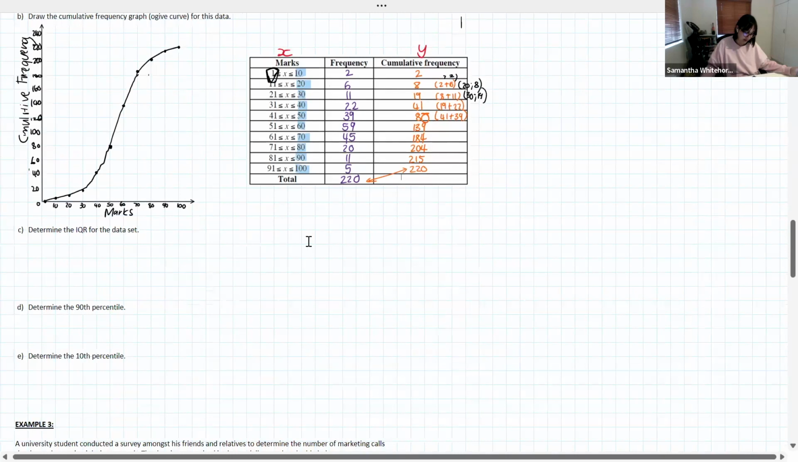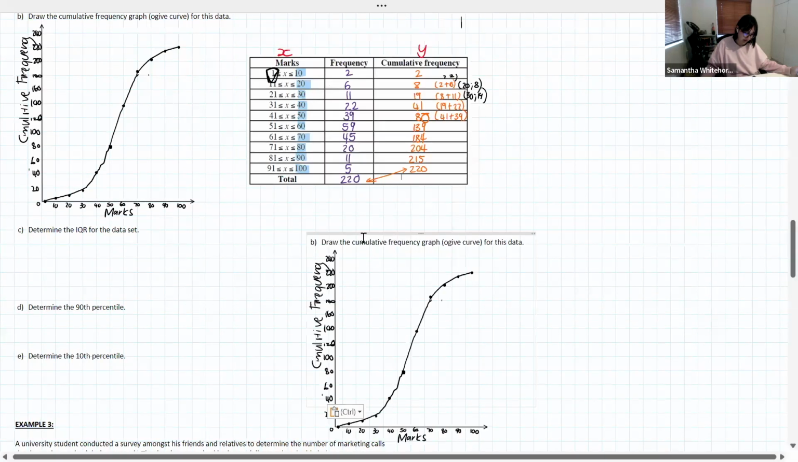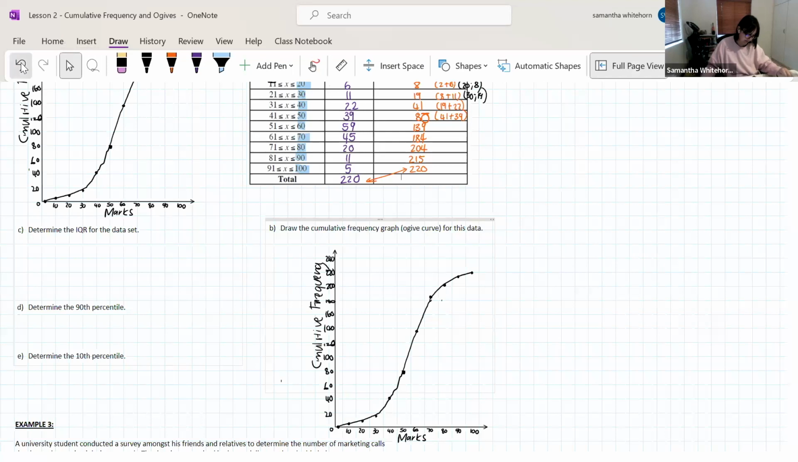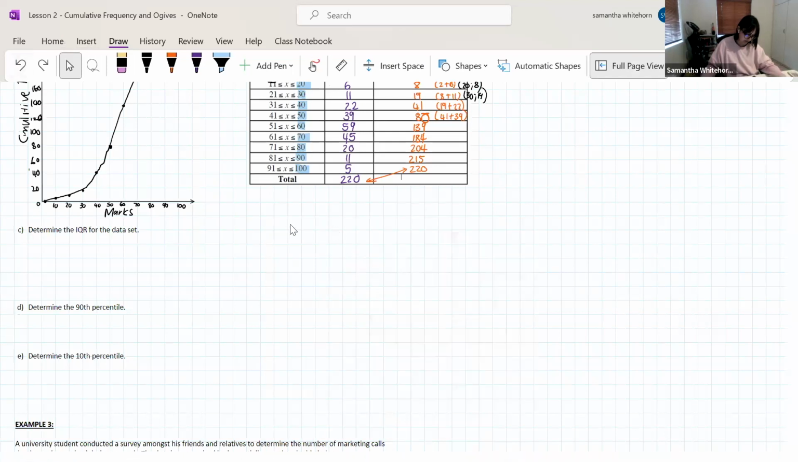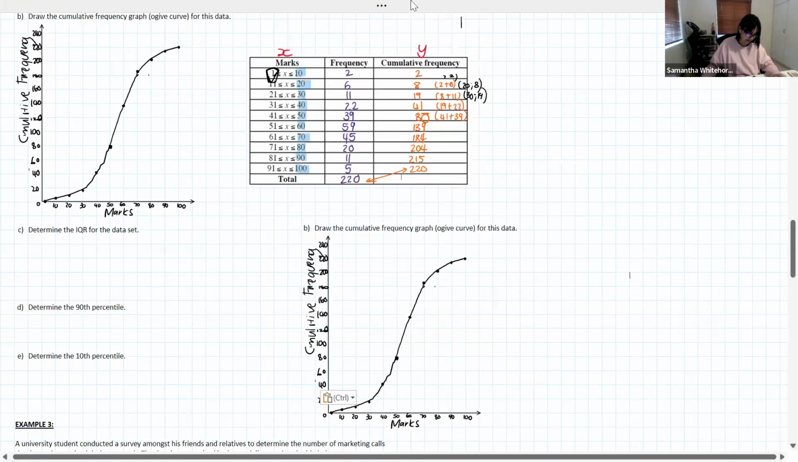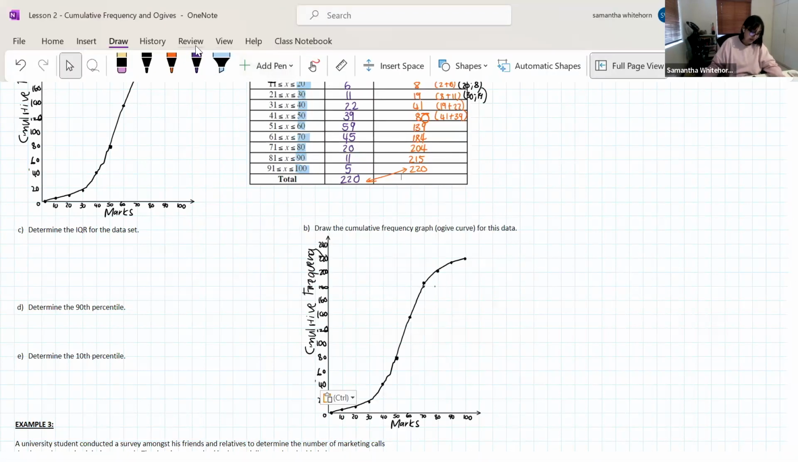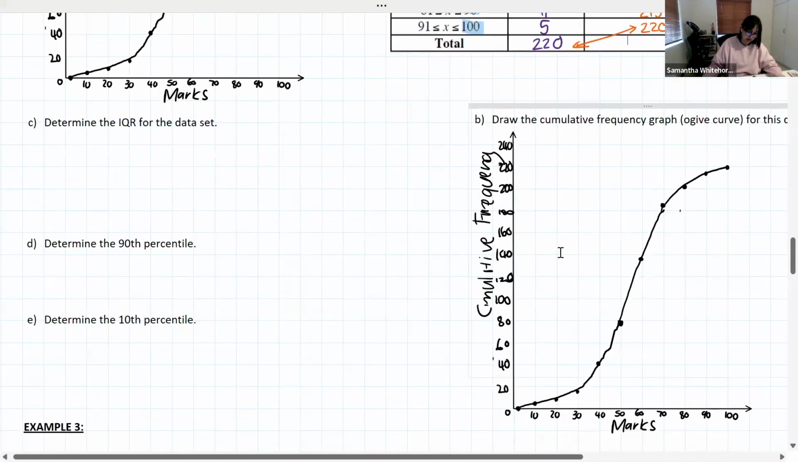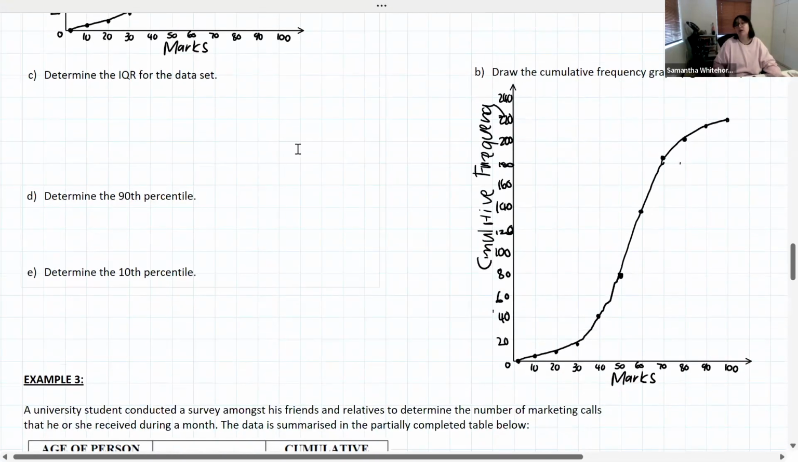Okay, so I'm just going to chuck our ogive here so that we can work with it. Okay. Everything's going swimmingly. Right, good enough. So this is now where we need to start using our ogive in order to answer some questions. So the first question asks us to determine the IQR.